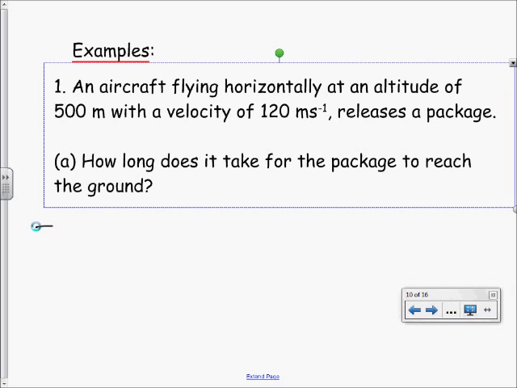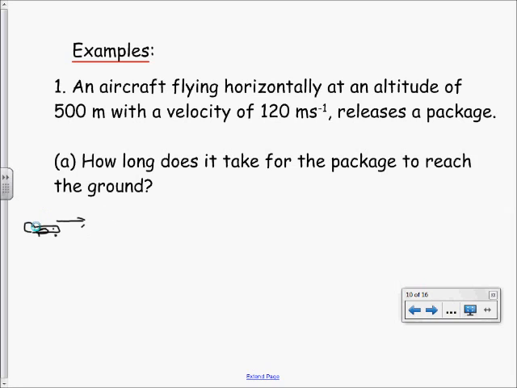So what have we got? We've got our aircraft here flying along, releases the package there. So we've got an initial velocity. Well, let's just say V. It's a little bit confusing to say U in the horizontal direction because there is no change. So we've got velocity 120 meters per second. And we're trying to find out how long it takes for the parcel to reach the ground. The parcel is going to go something like that. Now there's the ground. We want to know the time that it takes to reach the ground.